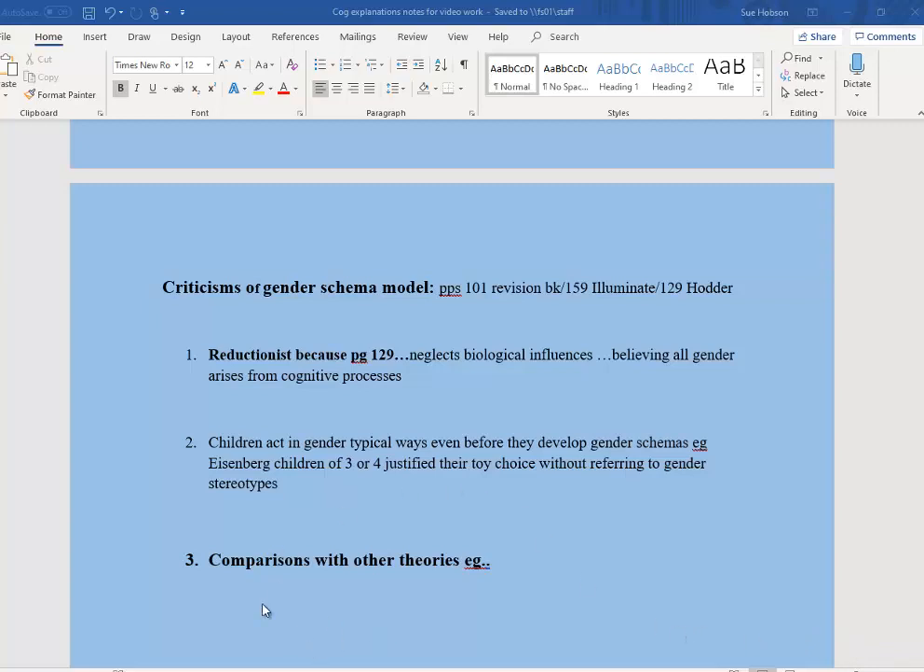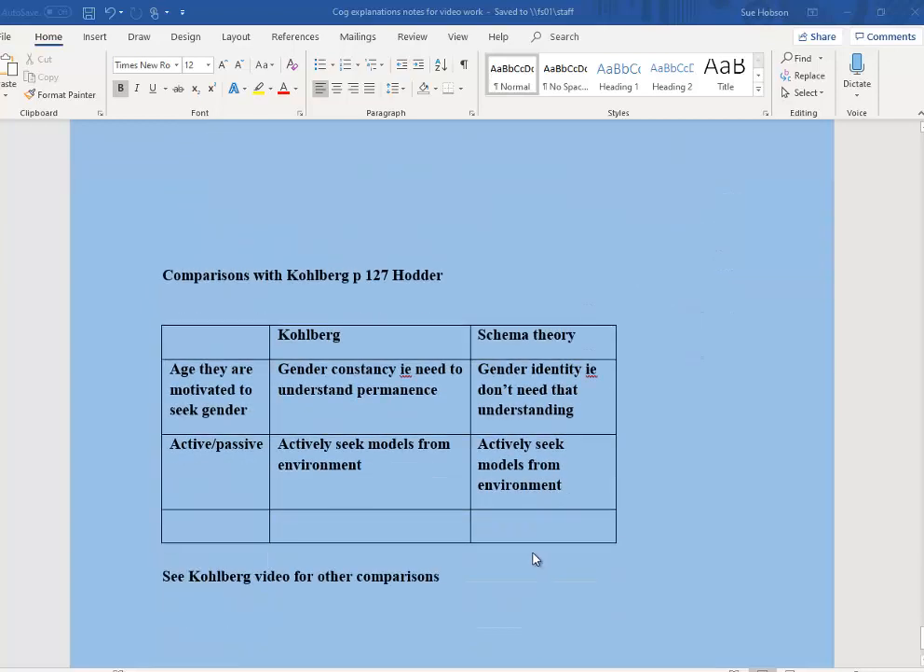And of course, we would like to bring in comparisons with other theories. So the first one we can compare is with Kohlberg. They both actively seek models from the environment. But the age is really what is in dispute. So Kohlberg believes it's gender constancy, so they have to understand this permanence before they're really going to look for those models and what that means. Whereas schema theory is saying gender identity is good enough for them to start seeking out those role models.